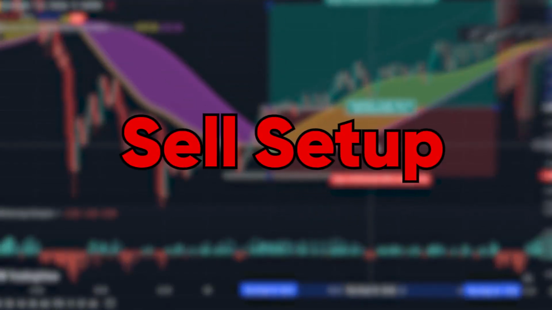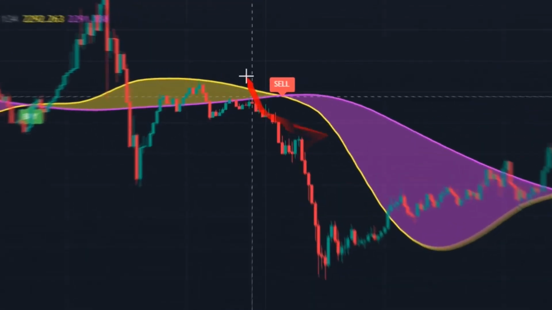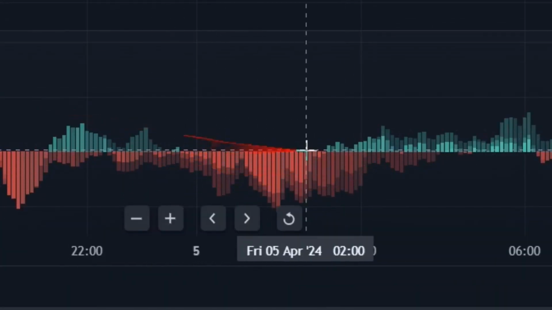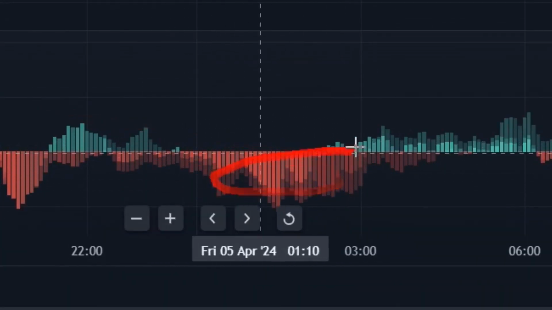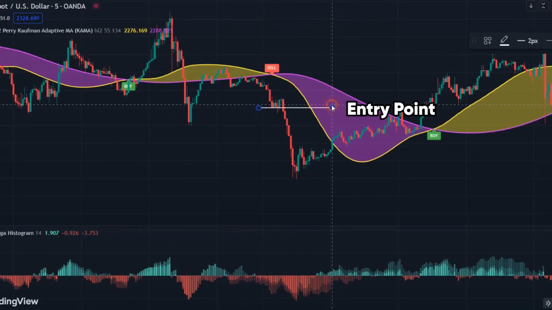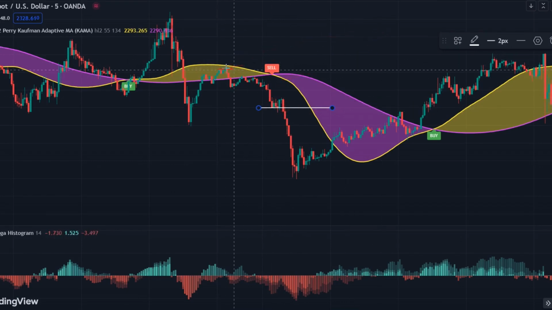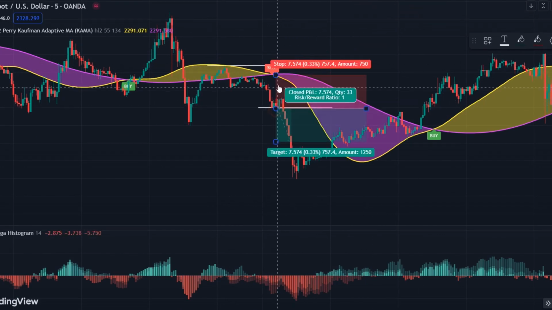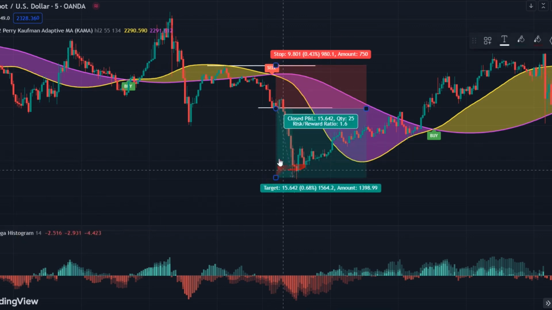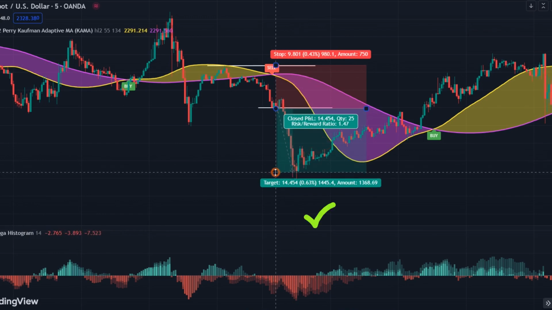Sell setup. For sell orders, first look for sell signals on the chart. Then check the Coga indicator and ensure that the histogram bars are red and only on one side at that point. Now that we have found a suitable entry point, enter a sell order and place your stop loss slightly above the last swing high. Consider a risk to reward ratio of 1 to 1.5 for take profit and wait for the trade to close with profit.